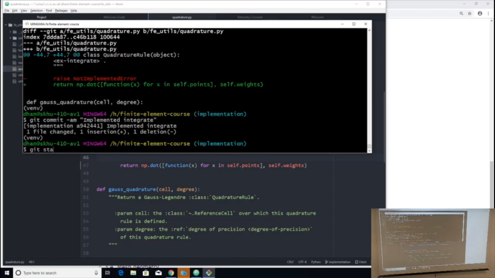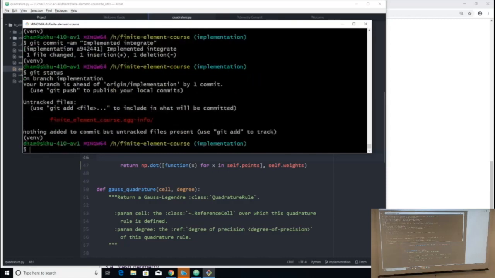So now when I type git status, which is my favorite command of all time, I will remember to bring some git cheat sheets next time and I'll post them to the class.